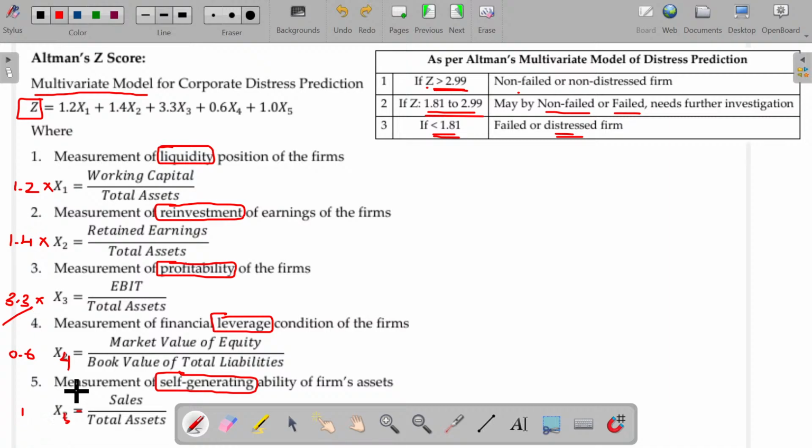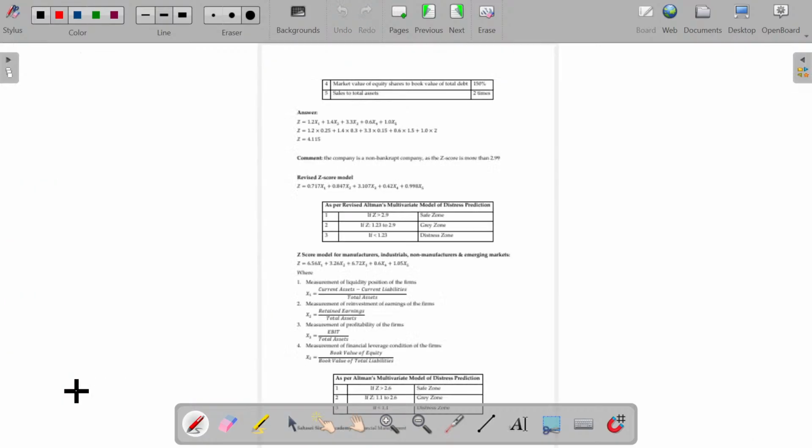No other way. You have to mug up these numbers: 1.2, 1.4, 3.3, 0.6 and 1. You have to mug up these numbers. Is that clear? These are the numbers framed by Altman. Okay. Now, let's see.